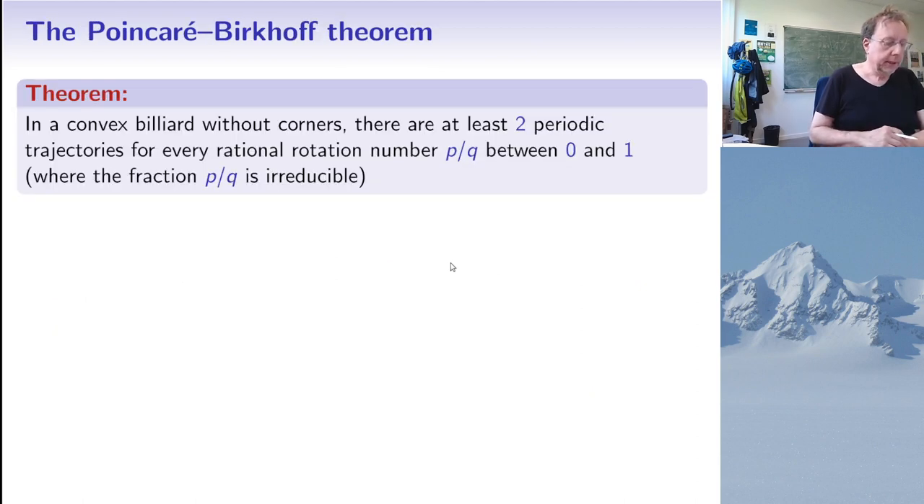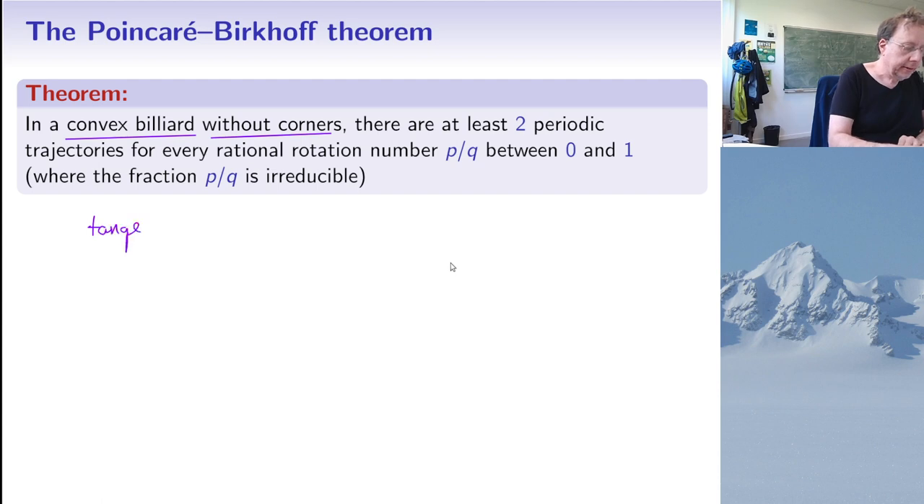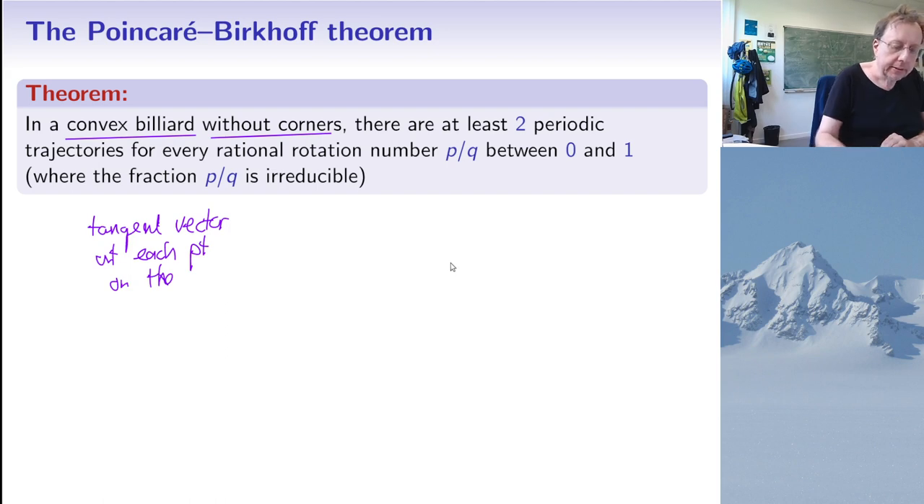All right, so here's now the main result I want to present today, which is the following. So I have a convex billiard without corners. So as I said, what I mean by this is that there is a tangent vector at each point on the boundary. And this is so to have a continuous map.